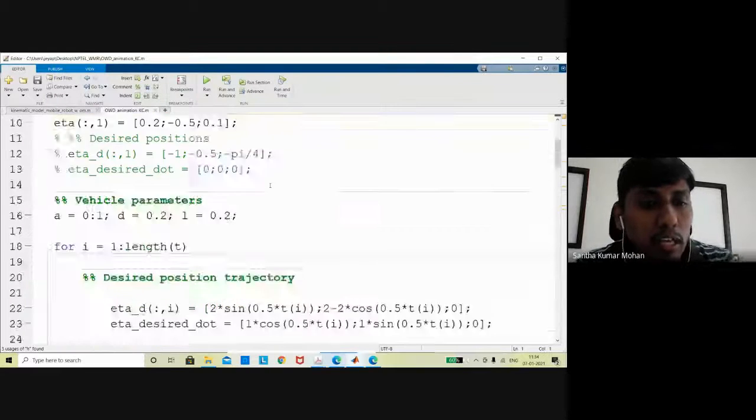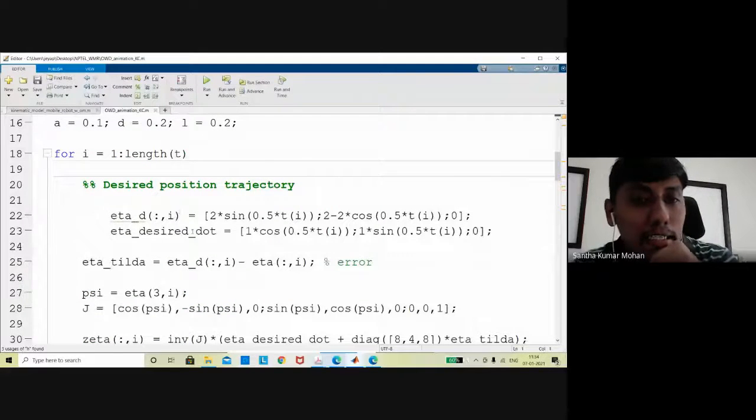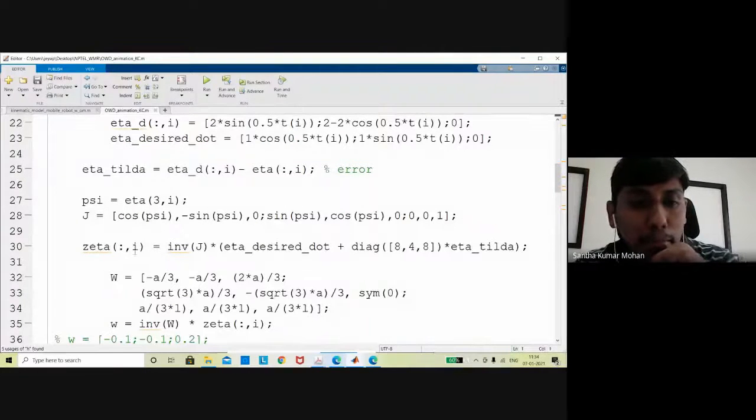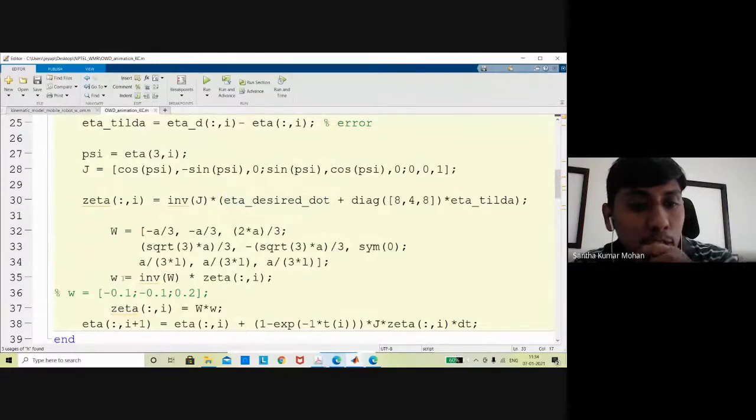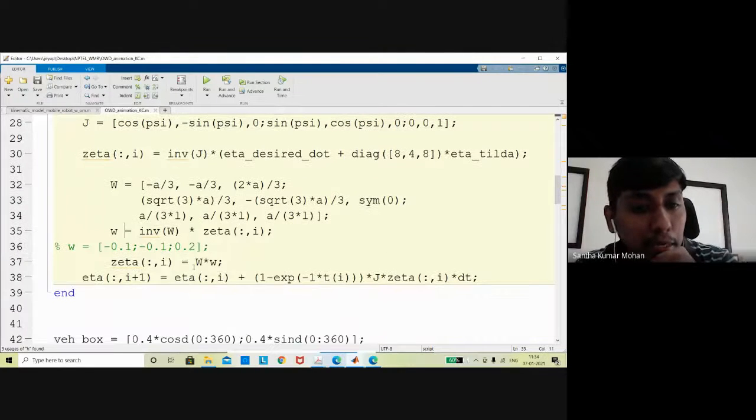Okay, so this is a simple kinematic control where eta desired and eta desired dot are given and eta tilde I calculate, and I'm using the same velocity control law. Here you can see lambda I've chosen 848, a diagonal matrix, and this is eta desired dot which is given, and inverse J which is nothing but J transpose here, and this is the W, and I'm trying to calculate omega based on inverse of W into zeta, and again I'm bringing back. So if your omega has some saturation, then you can apply it here.